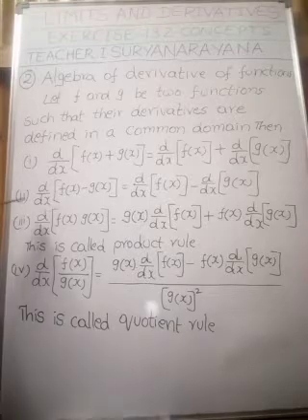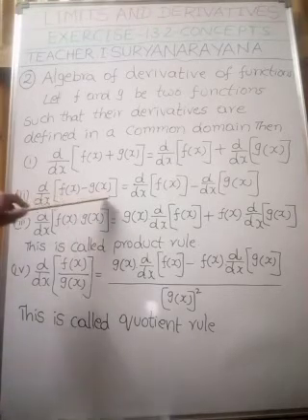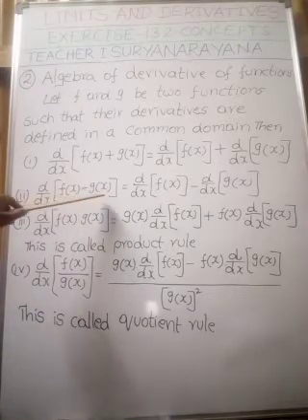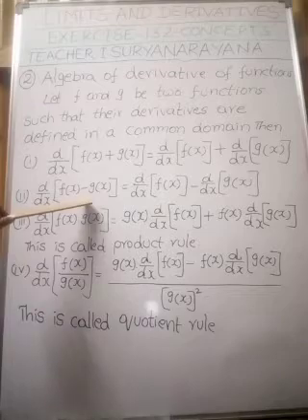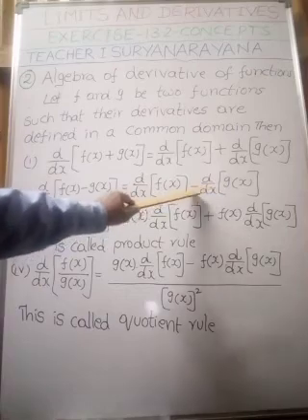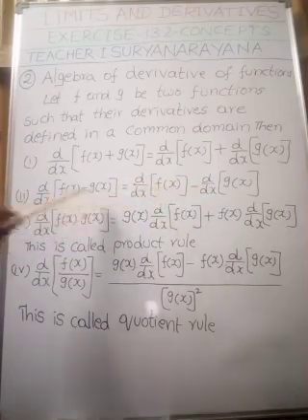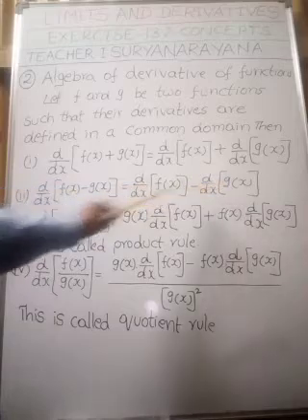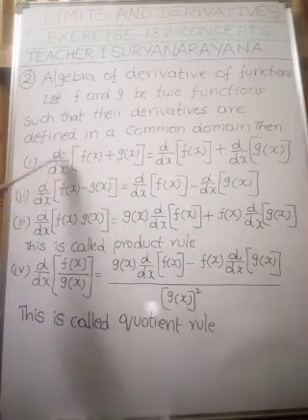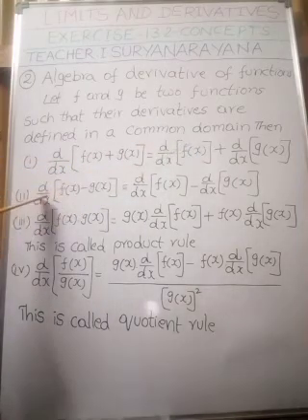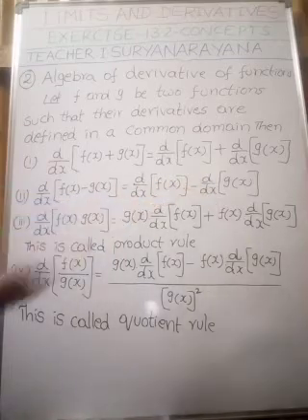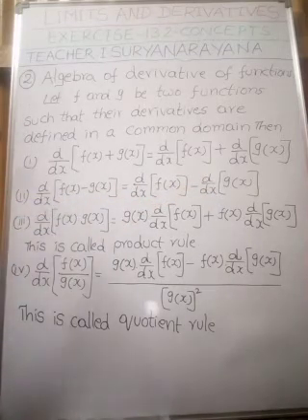Second point, d by dx of f of x minus g of x. If you want to find the derivative of the difference of two functions, in that case we have to find the derivatives of the two functions separately, and we take the difference. See here, d by dx of f of x minus d by dx of g of x. Just like the distributive property, d by dx of f of x plus d by dx of g of x, similarly here also d by dx of f of x minus d by dx of g of x. Understood these two points, right?